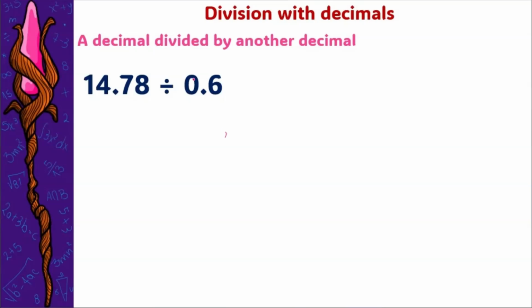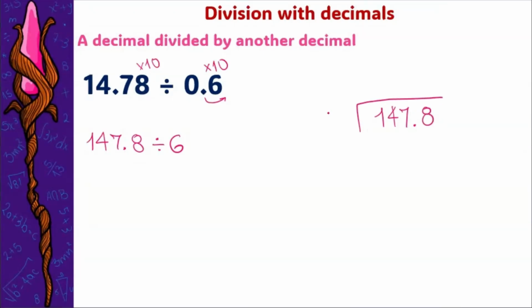Let's do one of those. Let's do the first one. So we said that we need to multiply by 10 to make it ones. So that makes it 147.8 divided by 6. Let's see. 147.8 divided by 6. So the 1 is too small.